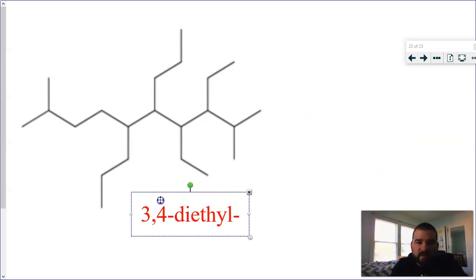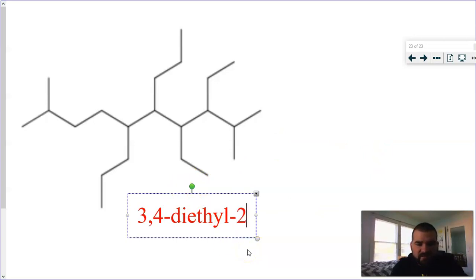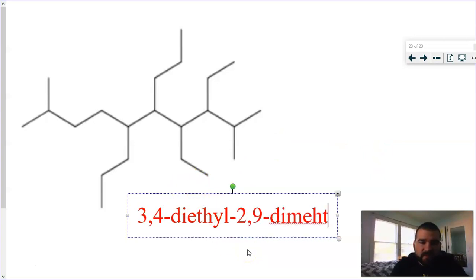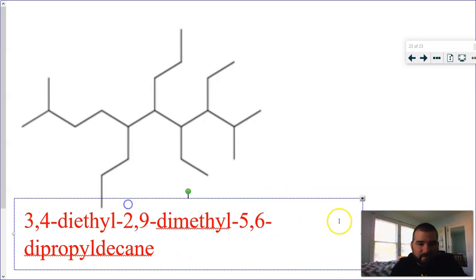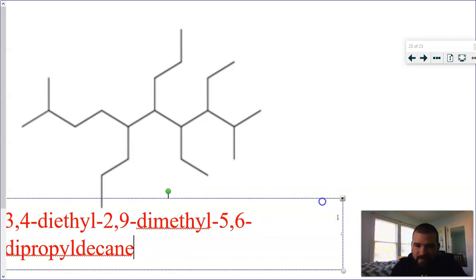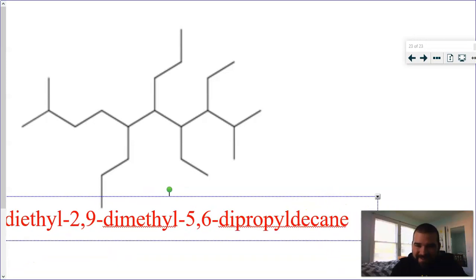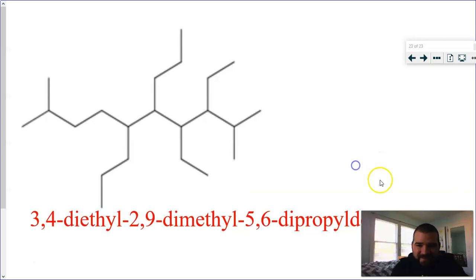And then it's going to be what? 2, 9 dimethyl. And 1, 2, 3, 4, 5, 5, 6 dipropyl decane. My typing's trying to drop down to a lower line. It's too long. There we go. And that's the appropriate name.